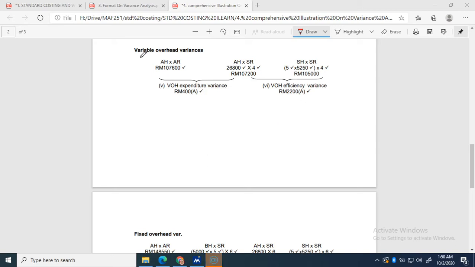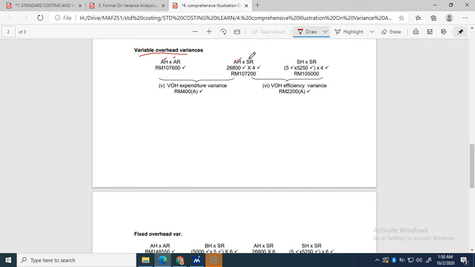Okay, we continue with the variable overhead variances. Since, as we just referred to in the question, we use labor hours as the basis for OAR, the columns here are the same as labor. The first column is actual hours times the actual rate.